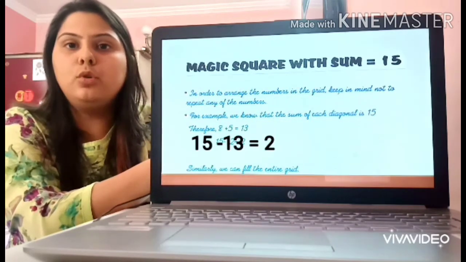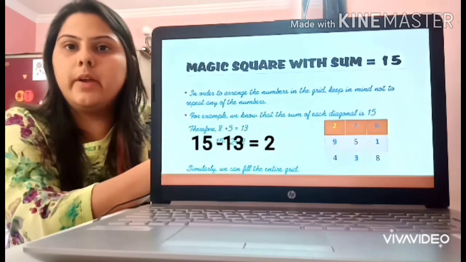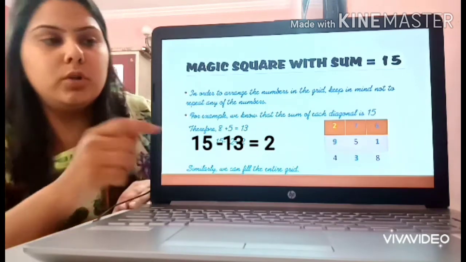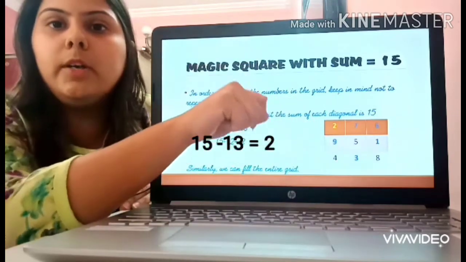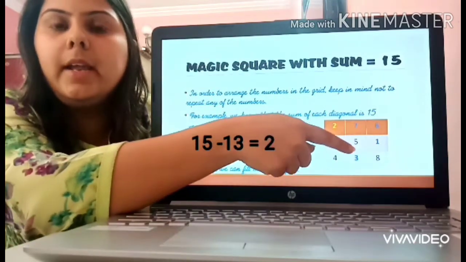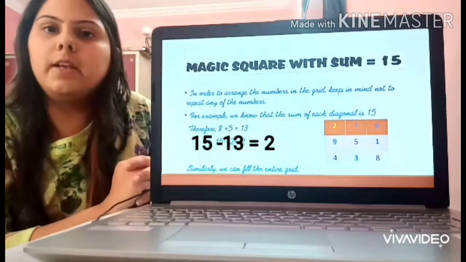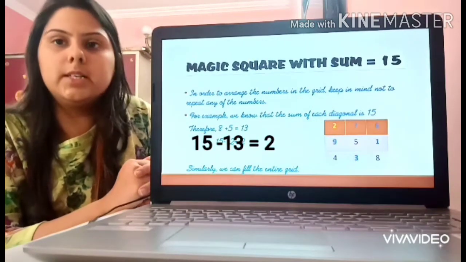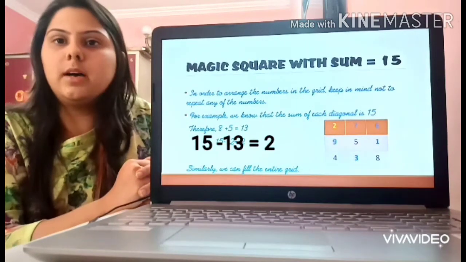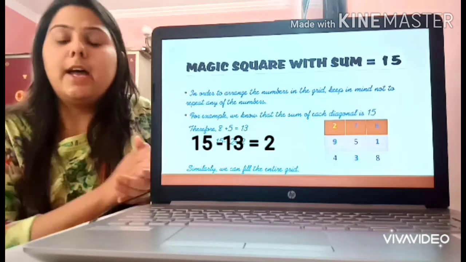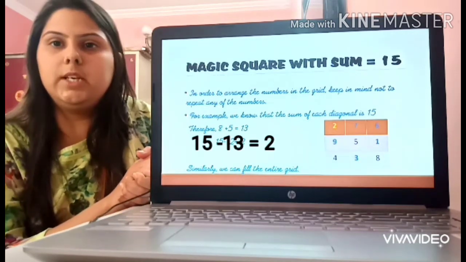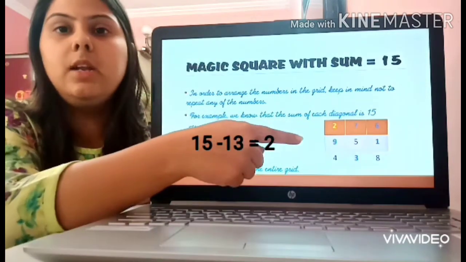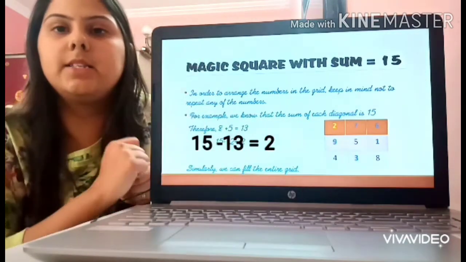Now, as you know, this was a square grid. Here, if you notice, this is a number. You were provided with two numbers, that is 5 and 8, so the total of 5 and 8 comes out to be 13. And you know that the sum should be equal to 15. What should be added to 13 so that the answer comes out to be 15? So that is 15 minus 13, that is 2.